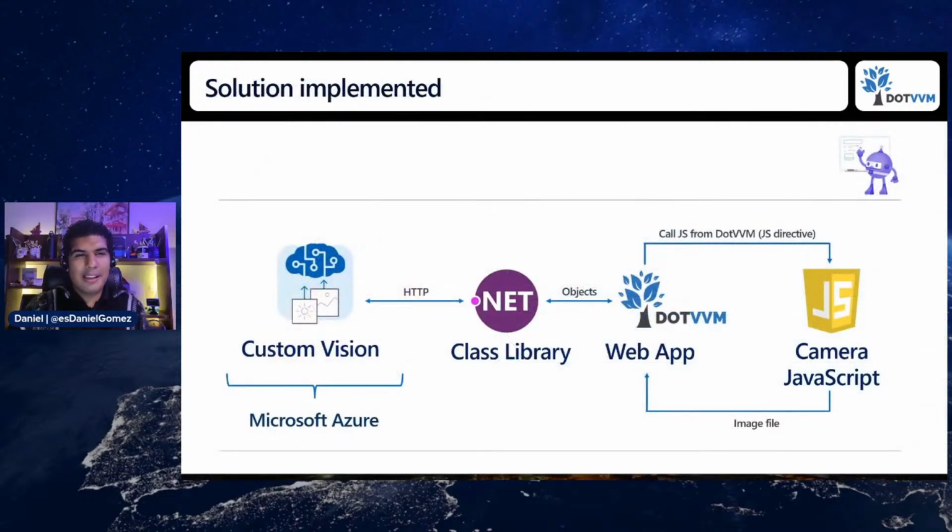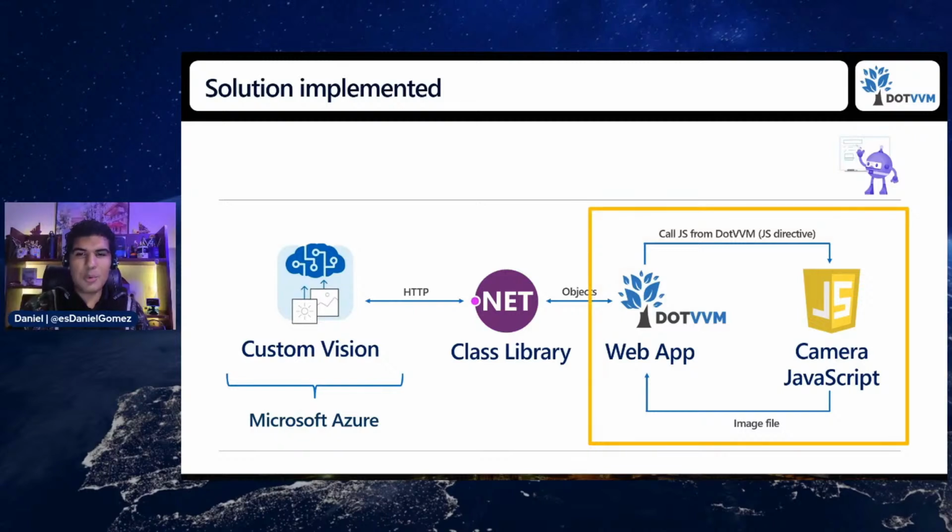To do that, we have this solution implemented. As a first point, we have a Custom Vision resource in Microsoft Azure that helps you recognize objects, with a machine learning model to do that process. So in our part, we can consider a .NET solution, as a first point a class library to call that Custom Vision functionality, and then use it in our web application.